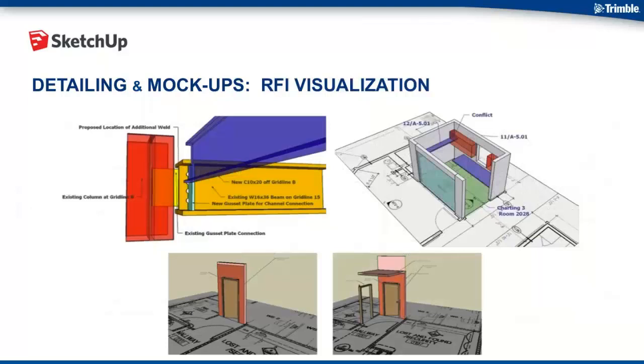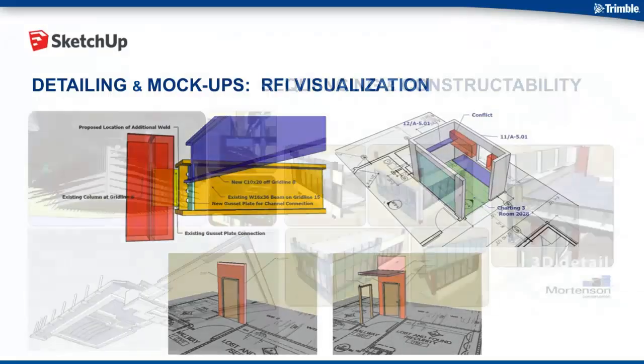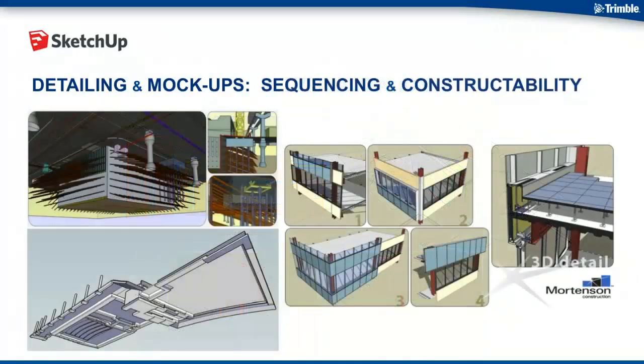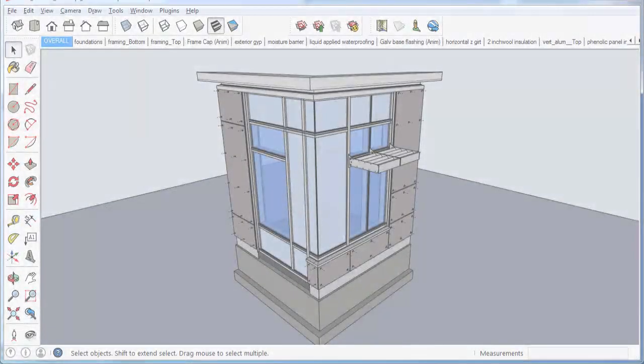Also RFIs, if we have an existing condition that it's hard to represent with a traditional 2D method or a napkin sketch, we can get into SketchUp and turn it into a 3D model and show our proposed solutions and how that'll all come together. Also for virtual mock-ups, we have an example we'll get into here in a minute, but being able to show how all the parts and pieces come together and how the subcontractors will actually sequence their installations against each other.